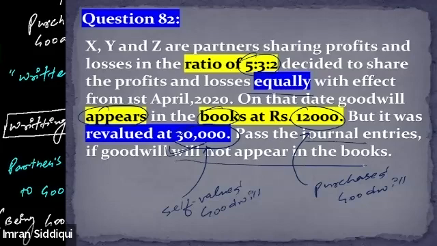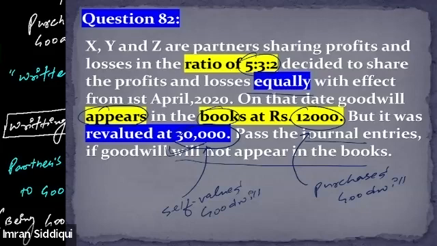The question is asking us to pass the journal entries if goodwill is not to appear in the book. If goodwill is not appearing in the book, what does this mean? See, this point does not hold any relevance. This is not important for us anymore, since it is already stated.